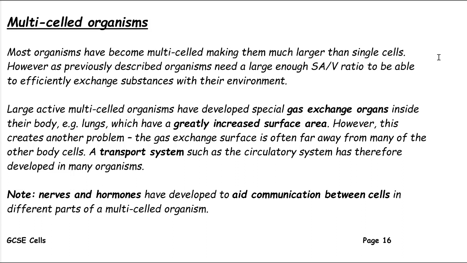Multicellular organisms are a bit different. So this is any organism which contains more than one cell. So it could be things like seaweed, a mouse, a frog, a human, basically any animal with more than one cell. So most organisms have become multicelled, making them much larger than single cells. However, as previously described, organisms need a large enough surface area to volume ratio to be able to efficiently exchange substances with their environment. Large, active, multicelled organisms have developed special gas exchange organs inside their body, for example the lungs, which have a greatly increased surface area.